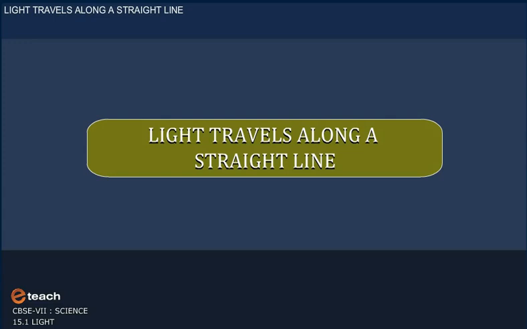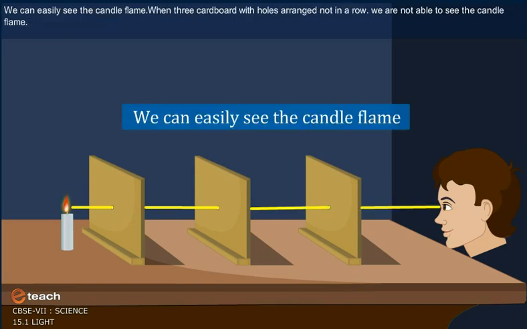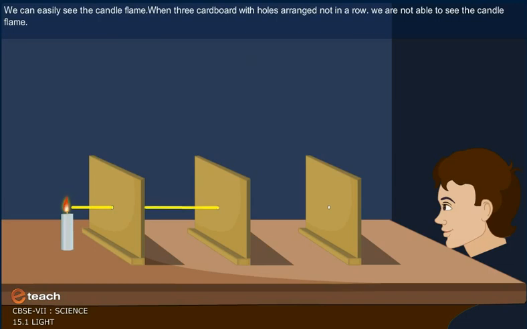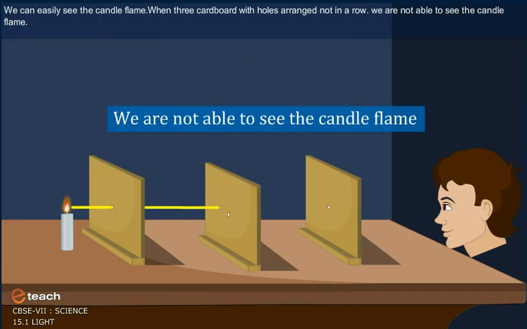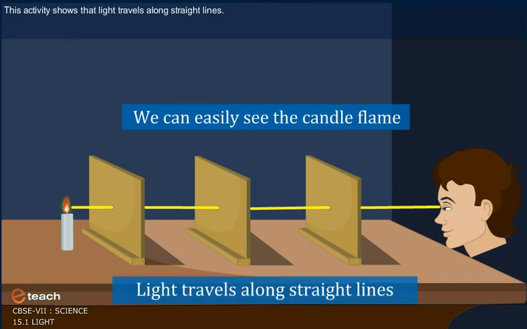Light travels along a straight line. Let us perform an activity to prove that light travels along a straight line. In this activity, we look at the lighted candle through 3 cardboards with holes arranged in a straight line. We can easily see the candle flame. When the 3 cardboards with holes are arranged not in a row, we are not able to see the candle flame. This activity shows that light travels along straight lines.